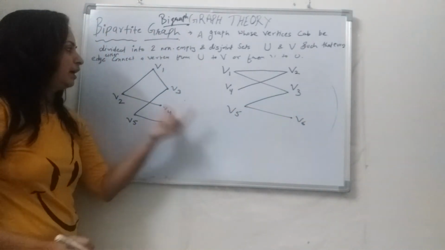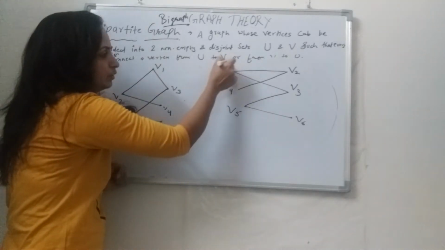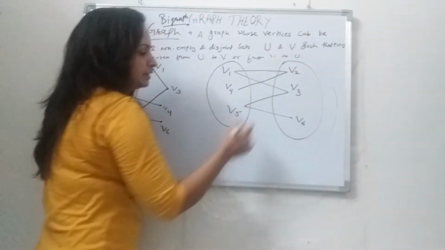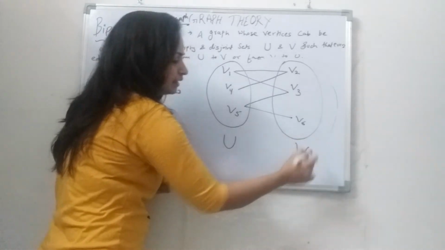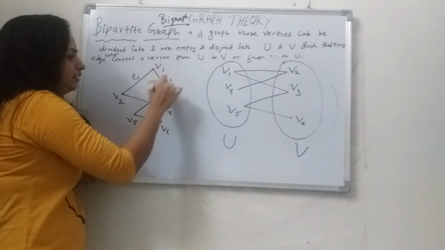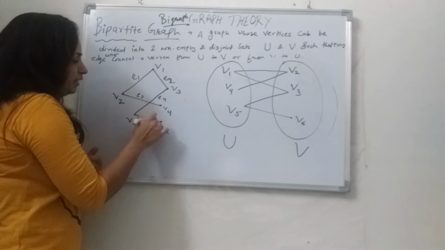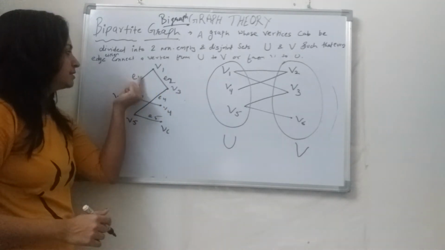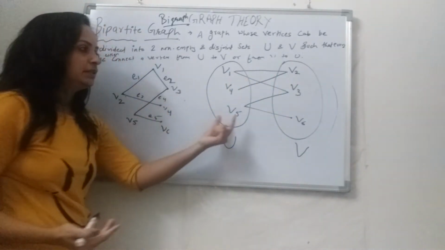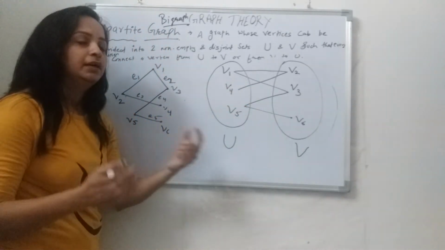So in this way, I divide the total number of vertices into two sets. The first set includes the vertices V1, V4, V5 and the other includes V2, V3, V6. This is my set U and this is my set V. So for every edge in the graph, if I name the edges E1, E2, E3, E4 and E5, you can see that edge E1 is connecting vertex V1 and V2. V1 and V2 are both in opposite sets, in different sets. So this type of graph is called a bipartite graph.